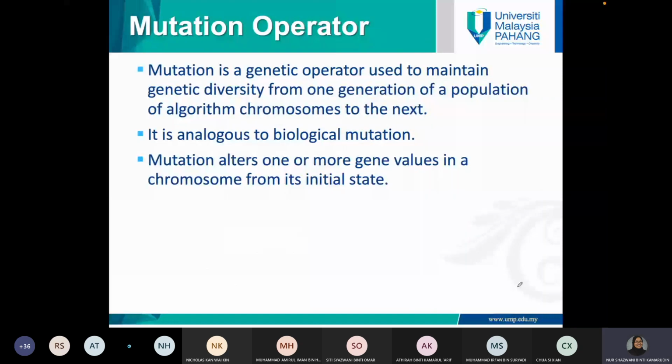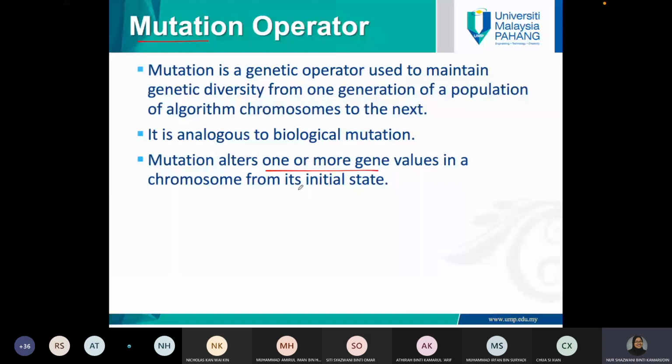Okay, so the second operator is mutation. Mutation is a genetic operator used to maintain the genetic diversity from one generation of a population to the next. It is analogous to biological mutation. Mutation alters one or more gene values in a chromosome from the initial state.